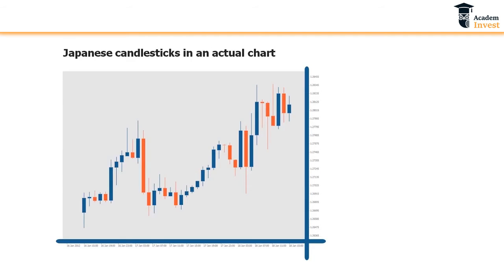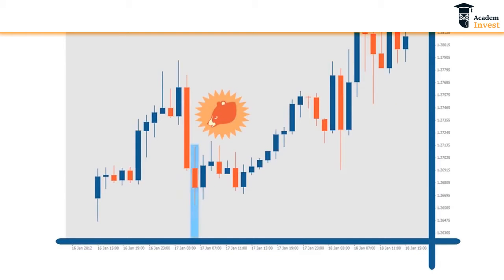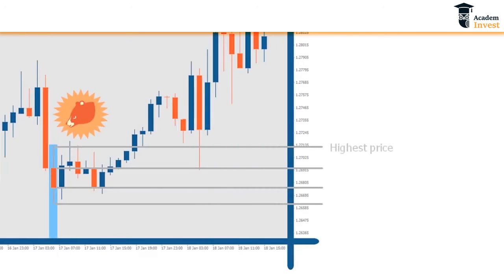Here you can see how it all relates to a real chart. You see the orange candles indicating that price has fallen during that period. Therefore, the opening price is at the top of the body and the closing price at the bottom of the body. The upper wick shows you the highest price and the lower wick the lowest price reached during the period.